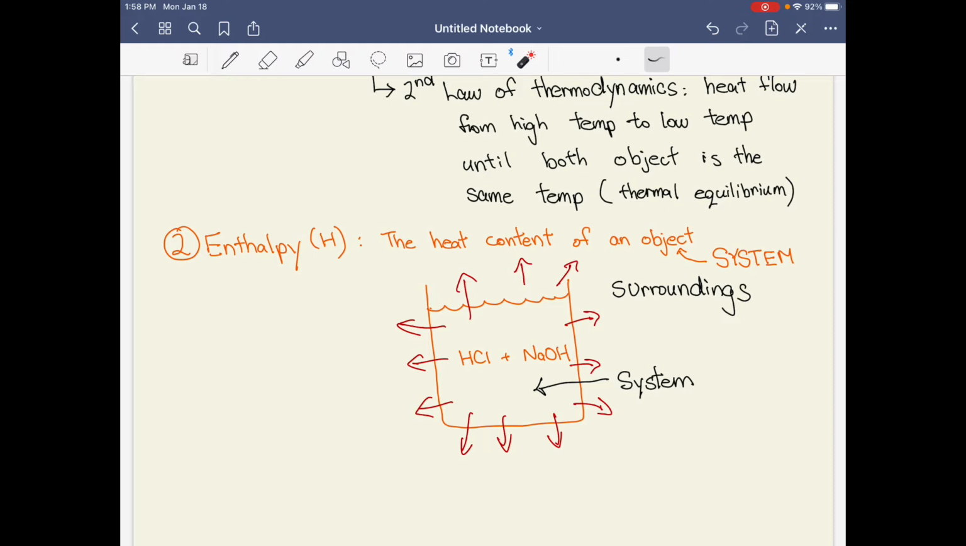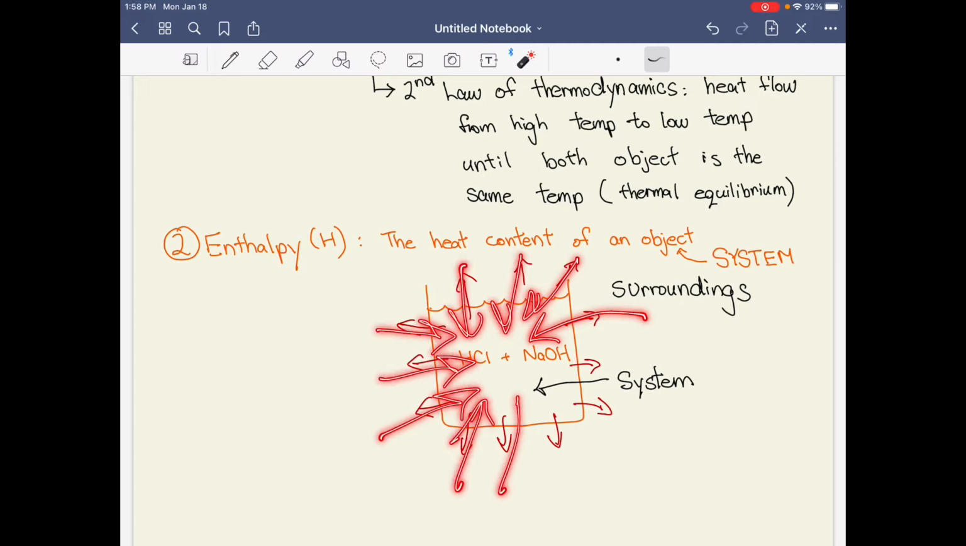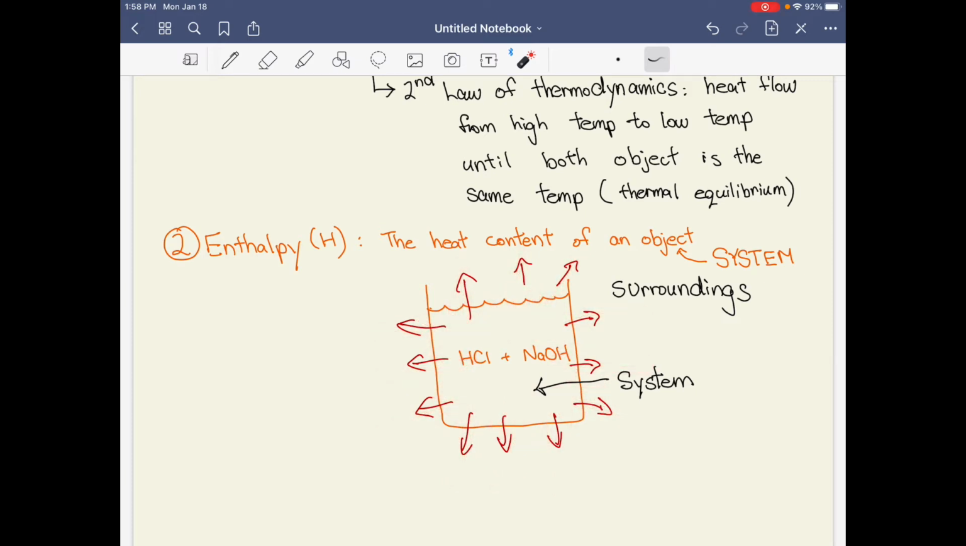Okay? Now, do all reactions release heat? No, we'll talk about that very soon. Some reactions absorb heat, so the arrow will go in the other way. Why does the arrow go in? Because it's pointing in the direction where higher temperature will move towards the lower temperature. You can think of it that way.